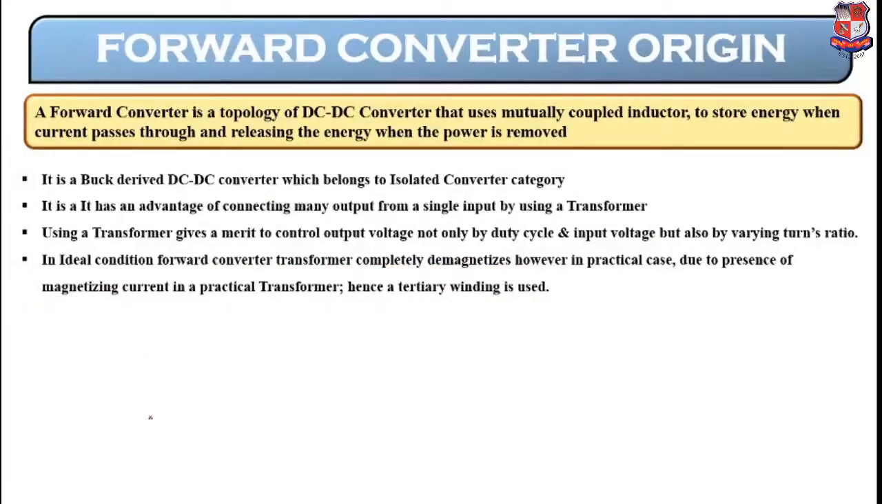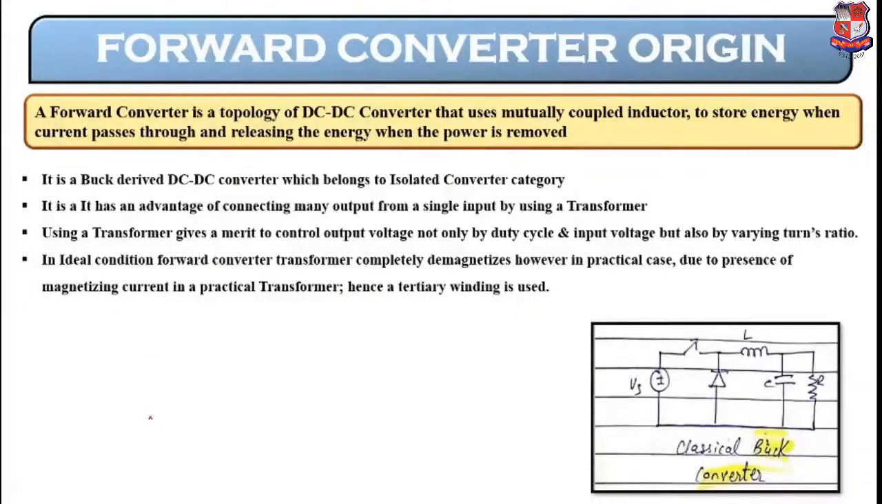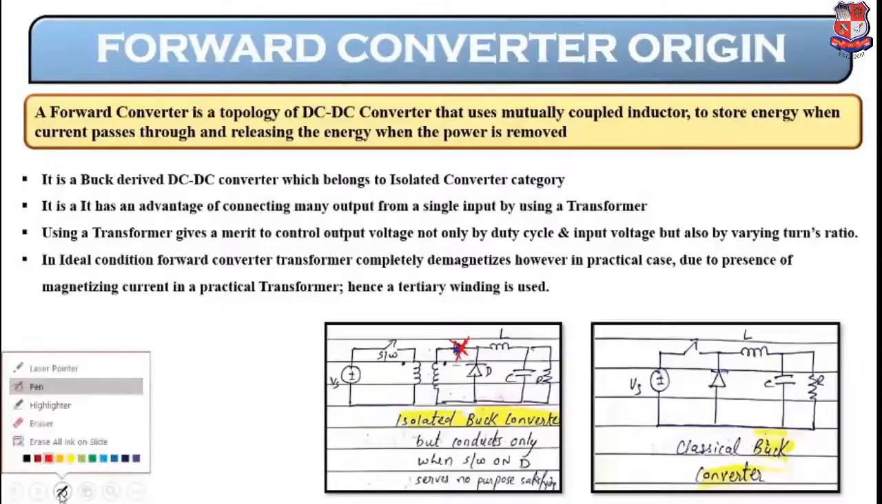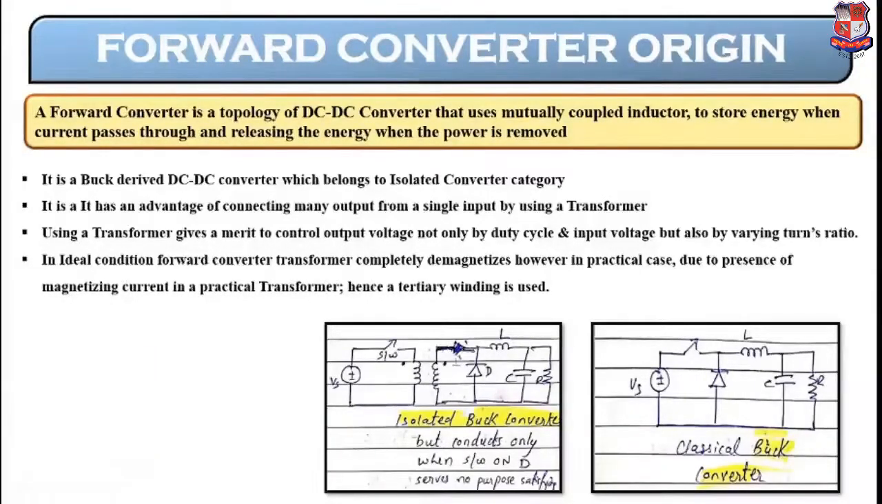the origin of forward converter. So this was the classical buck converter. So what was done is that they separated the buck converter with a transformer. So this diode is not present just now. Okay, forget this, I drew this by mistake. Let me draw it in blue so that there is no confusion. So there is no diode present over here.